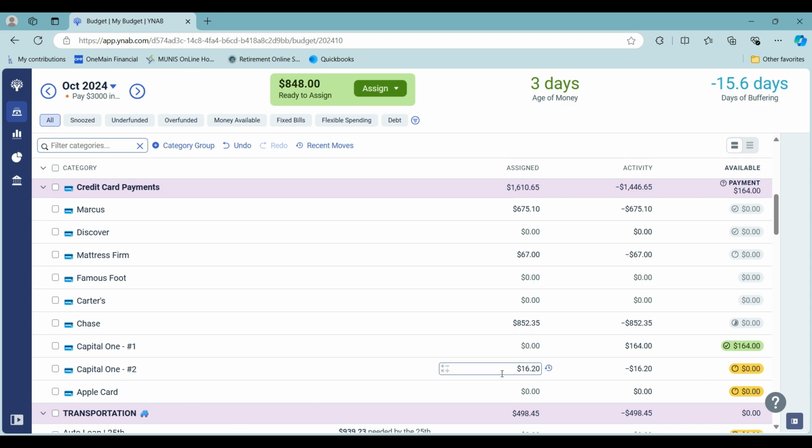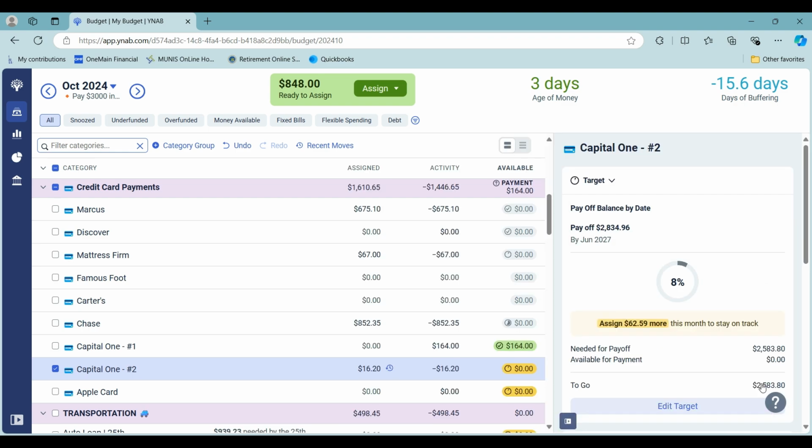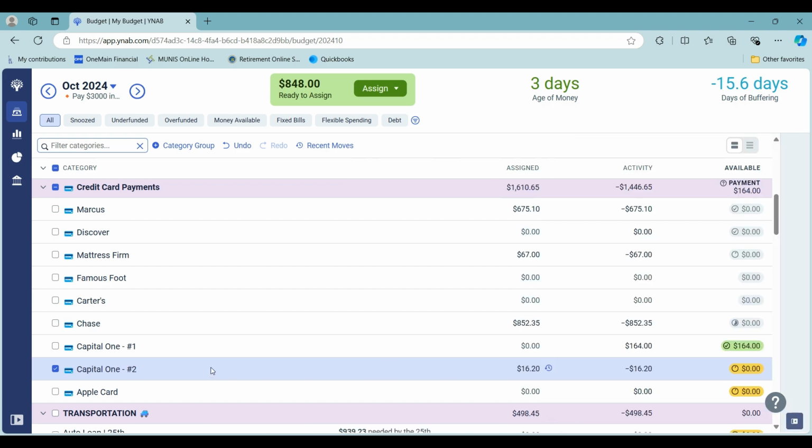Next is Capital One number two. So I still have a little bit of payment to make to this card, so I can pay the minimum payment because let's click on it and see what YNAB is asking for. $62.59. This is just to make the payoff due date of June 2027. Technically, the amount that I'm left to pay to satisfy the minimum payment is about $12 or $13. So we'll assign that before the due date comes around.